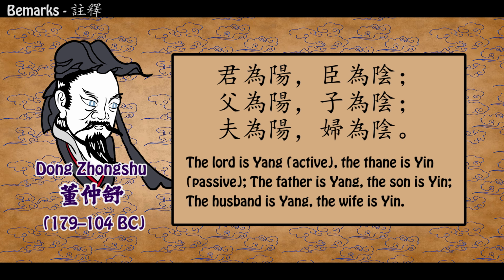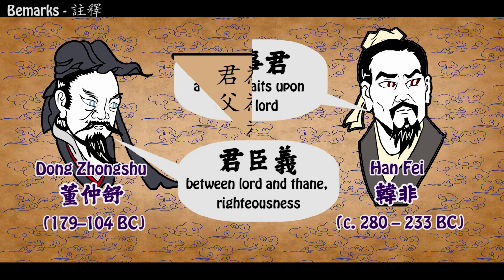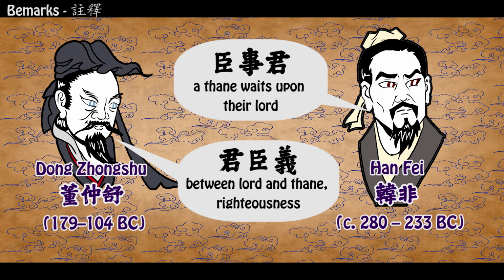While Han Fei's idea was stiff and laddered, Dong Zhongshu softened the sharpest edges into a system of shared, but not even worth, trust and plight. Thus, we get Jun Chen Yi, between lord and thane, righteousness. The lord should hold his underlings in high worth, treating them fairly and well, and in turn the underling should heed and stay true to their lord.